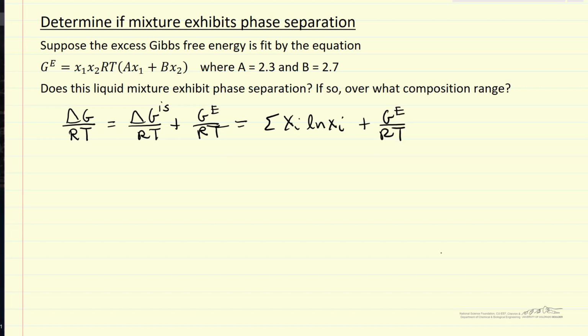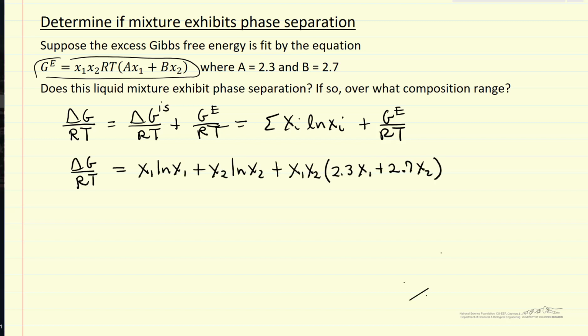So what we're going to do is substitute in this expression for excess Gibbs free energy, and then the easiest thing will be to plot what delta G over RT looks like. So let me pause and substitute this in. This is what we're going to plot, delta G over RT versus x1. So let's look at what that plot looks like.